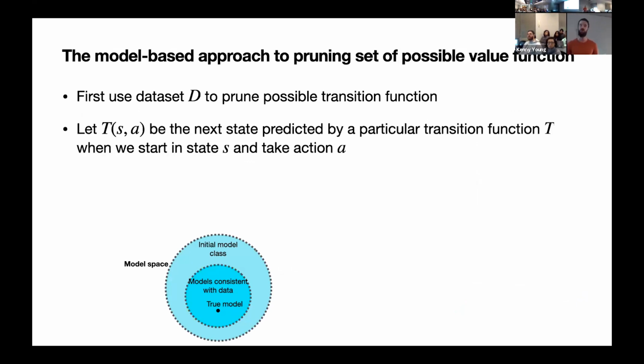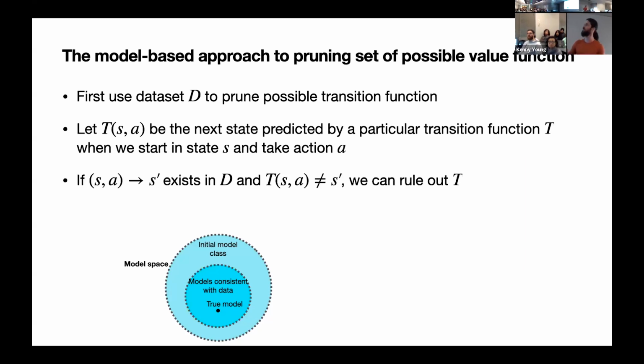And the way we're going to do this is, if you imagine that T of S, A is the next state predicted by a particular transition function in our class when we take action A, and then we have a transition S, A goes to S prime in the data set, and T of S, A is not equal to S prime, then we can immediately rule out T. And this is where it becomes important that I'm considering the deterministic case, because that makes this very simple. If we observe a single sample in the data set that doesn't agree with one of the models, we know that model is wrong. If you were considering the stochastic case, this would be more complicated. You'd have to gather statistics on each transition function and see if we could rule it out with high probability. But here we can just observe one incorrect sample and know that that model must be wrong.